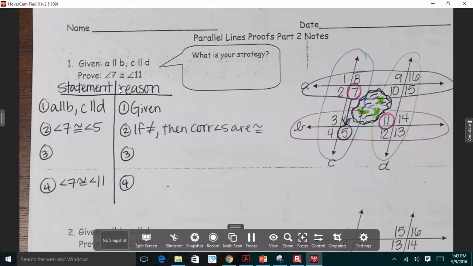Let's say 9 and 11. 9 and 11. What type of angles are those? Those are corresponding. So we could have gone 11 to 9 as well. Ellie? It's 7 and 15 corresponding. 7 and 15 would be corresponding.